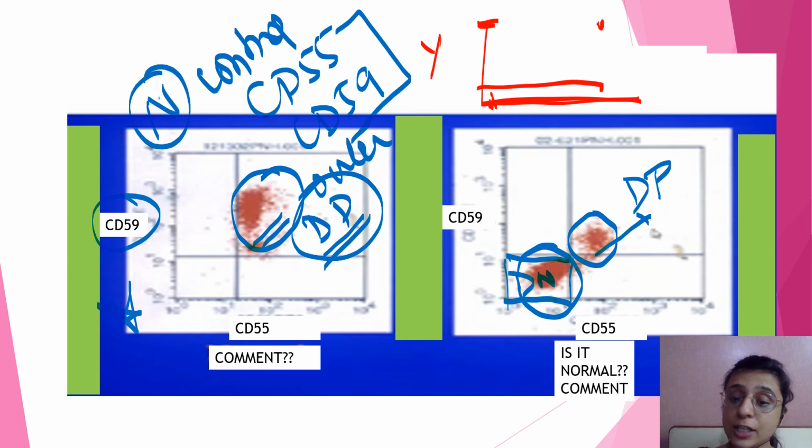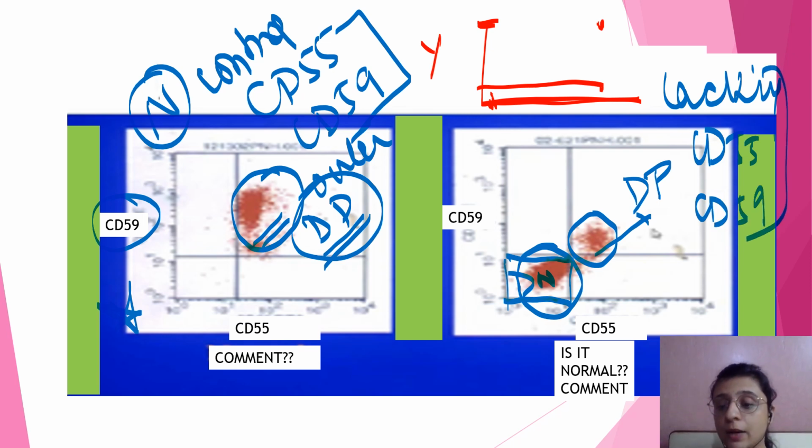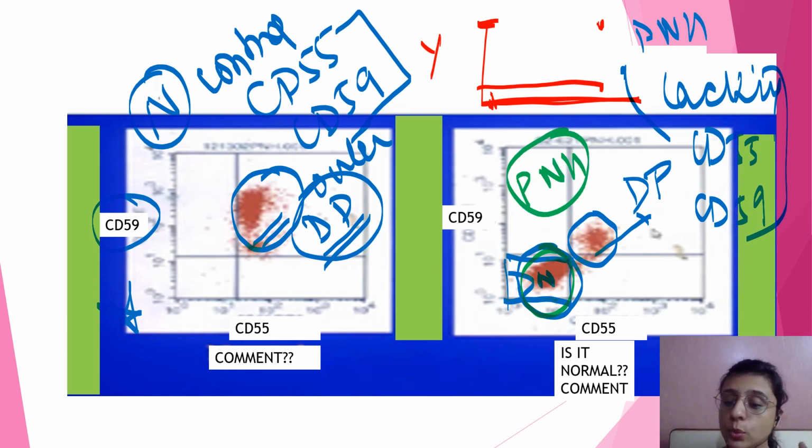So if a large population of cells is lacking CD55 and CD59, and if you remember, these are the markers which, if absent, will indicate a disease called PNH. So I can make a diagnosis of PNH looking at this graph. I can say that this population of cells is deficient in the complement protection proteins, or GPI linked proteins, and thus this graph shows me PNH with dual population.